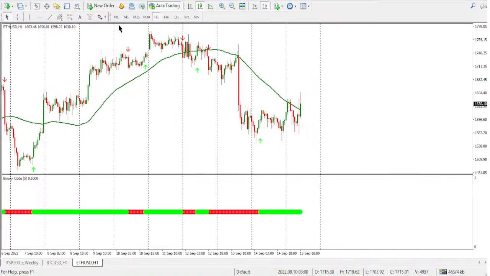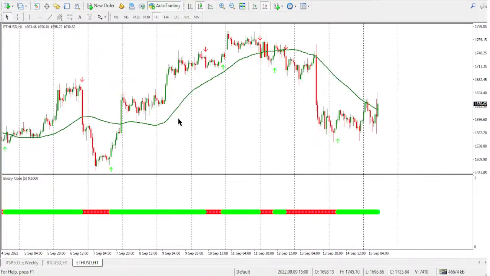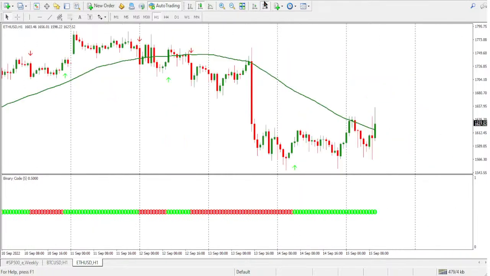I'd like us to start the analysis with the chart on my screen. This is Ethereum. On this chart, we will be looking for a short-term sell position. We have a very good shape here.